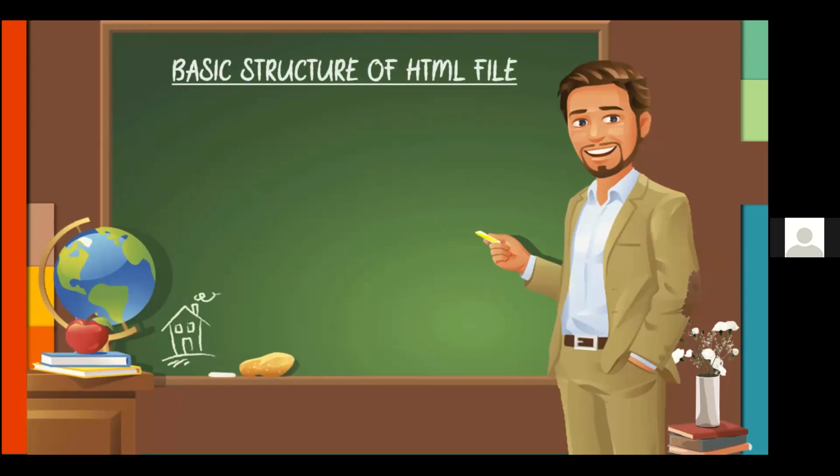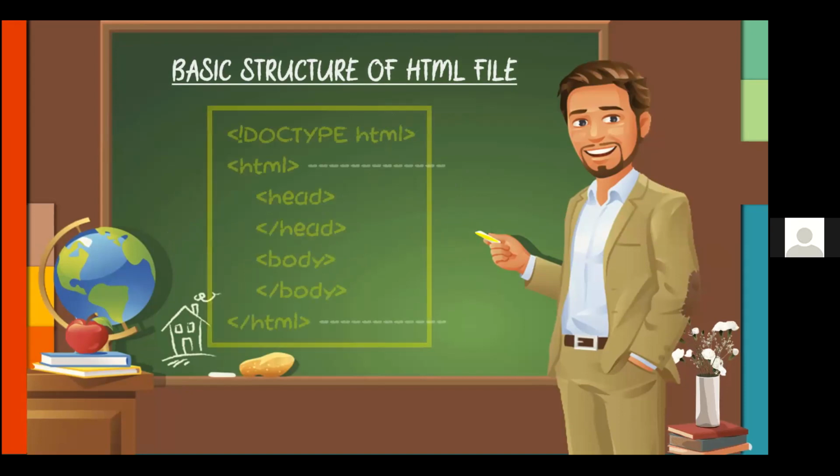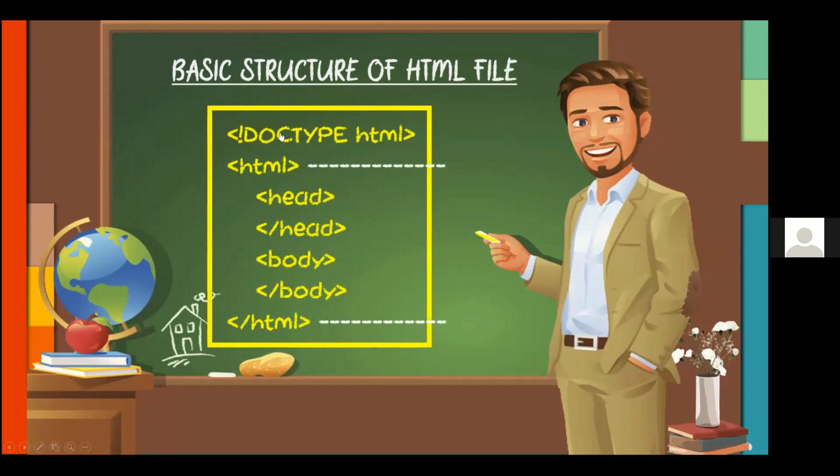Now, let's look into the basic structure of an HTML file. This is very important. So this is the basic structure of an HTML file. This is a mandatory structure. Doctype HTML to tell the browser that it is reading an HTML file. HTML, this is an opening tag. It will be written like less than HTML and greater than. And we've got head, we've got body, and this is the closing tag. Closing tag will always be with the slash.